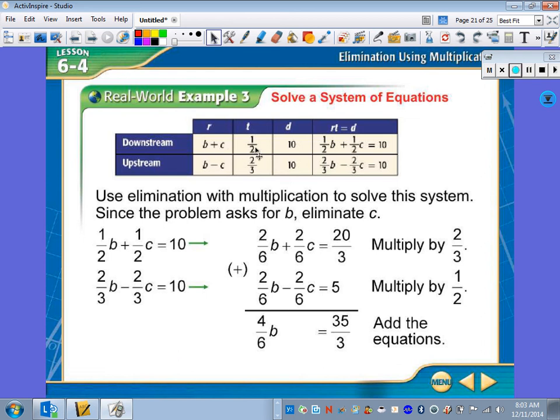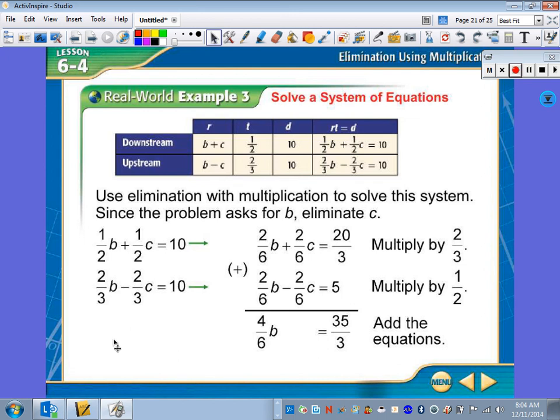And so you see here what they've done is how they've written the formula out. So B plus C times 1/2, B plus C, T is 1/2, and D is 10. And then they wrote the equation, R times T equals D, okay? And then they did the same thing with the other one, okay? And so I just kind of wanted you to see that. And so then once you have it, notice they're working with fractions, and it's really okay. It's really, really okay, okay? They multiplied the top one by 2/3 and the bottom by 1/2.